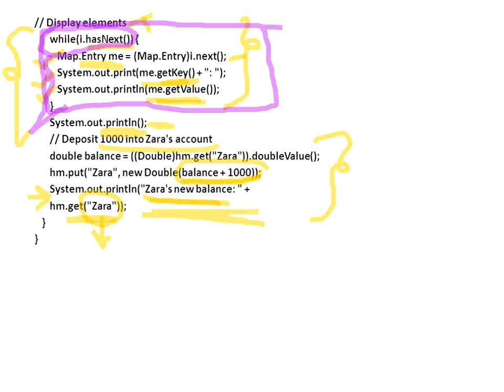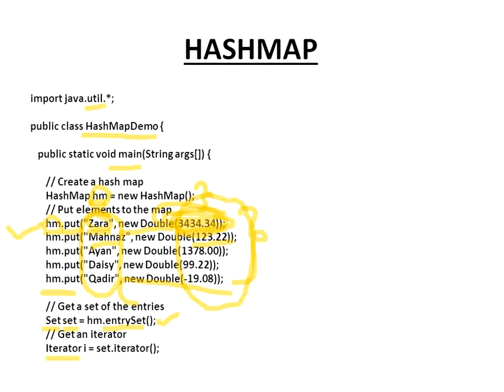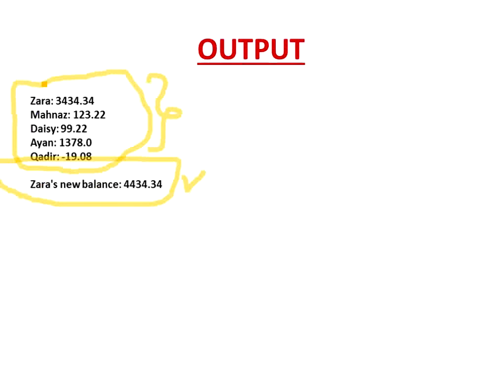Yes, Miss Michelle, you are writing something? I noticed something in the code. Ayan is before Daisy, but in the output it is opposite. One minute, let me check. Zara, Mehnaz, Ayan, Daisy, Qadir. Yes, it will be Ayan first and then Daisy next. So make correction. Thank you so much for noticing this mistake.